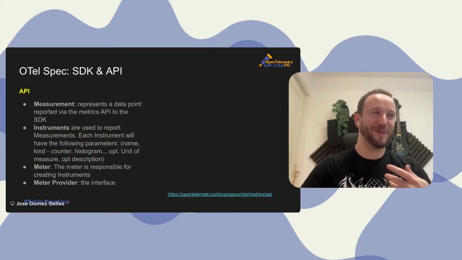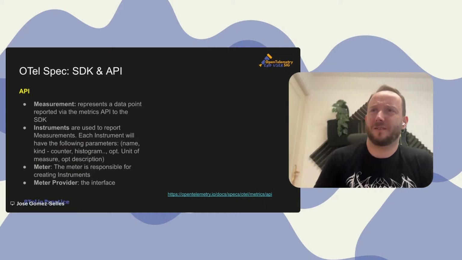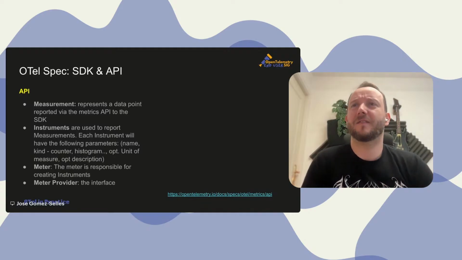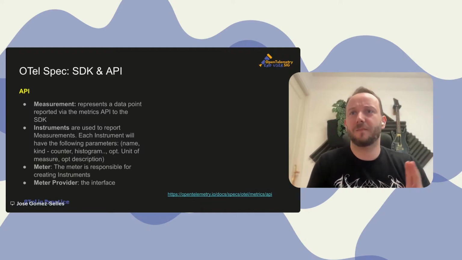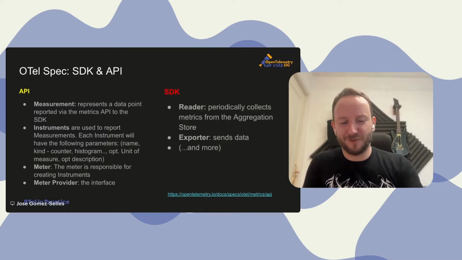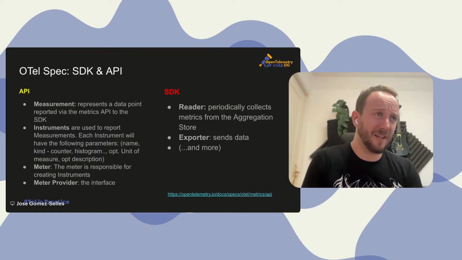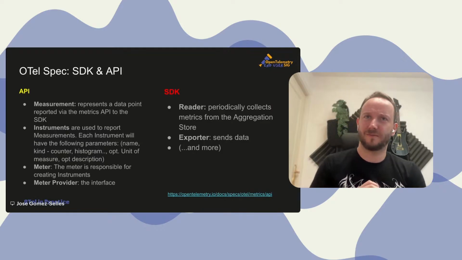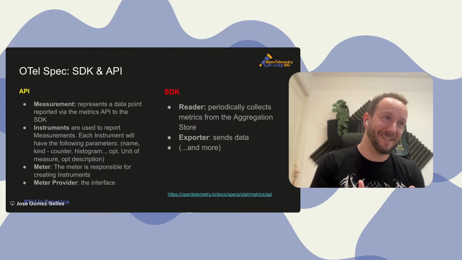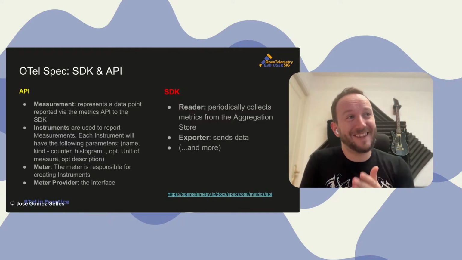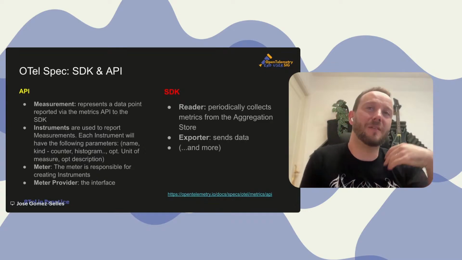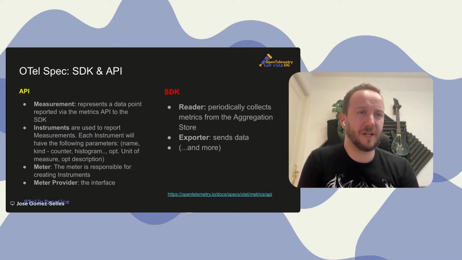This is what we want to achieve, actually. And then you start reading the documentation, and you say, okay, I have an API. Okay, makes sense. And I have measurements, I have instruments, I have meters, I have meter providers. Then you continue reading and you see the SDK. And the SDK, oh, okay, what is the SDK? What is the API? You may know these concepts, but in this context, then you have a reader and an exporter, it can get tricky, right?